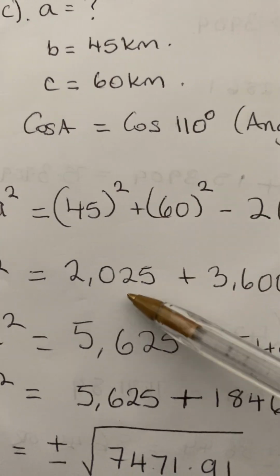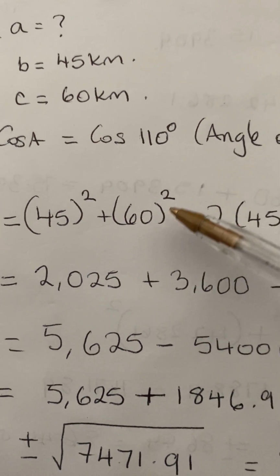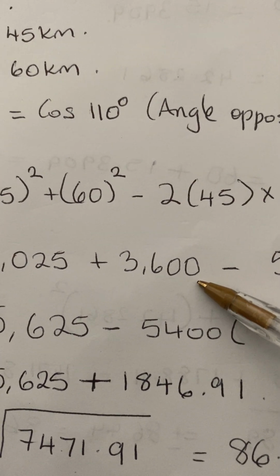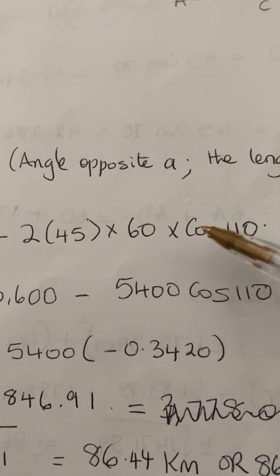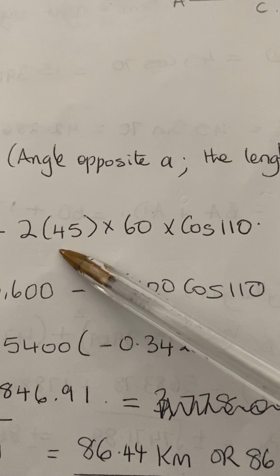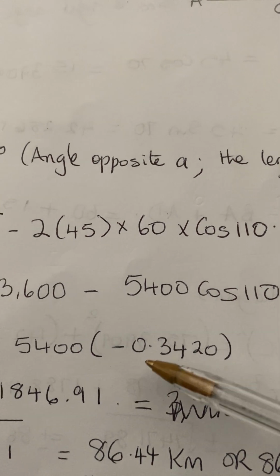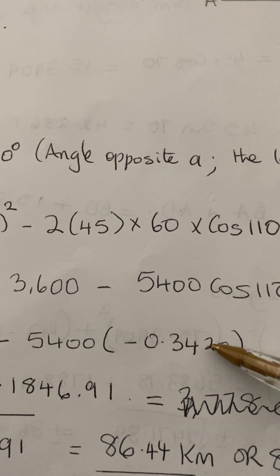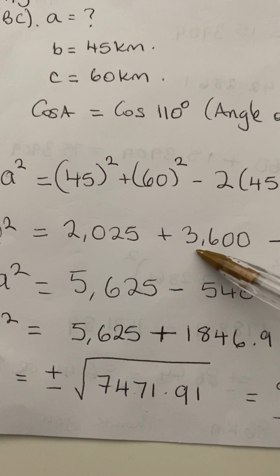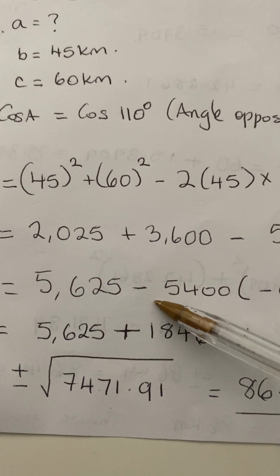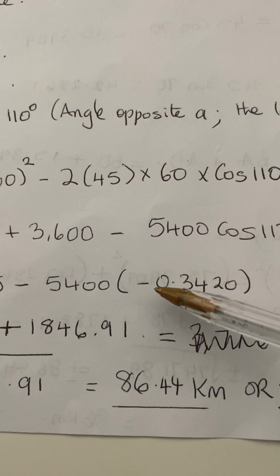So 45 all squared will give me 2025. 60 all squared will give me 3600, minus 2 times 45 times 60, cos of 110. Now 2 times 45 times 60 is 540. Cos of 110 is minus 0.3420. You can use your calculator here. If you add the first two numbers, you have 5625 minus 540 times cos of 110.